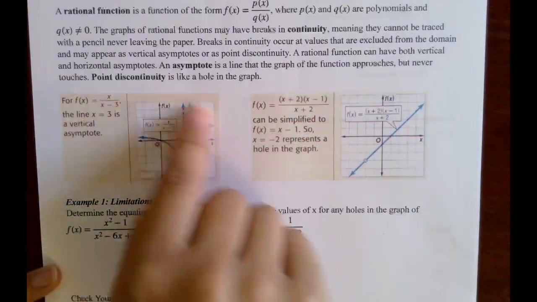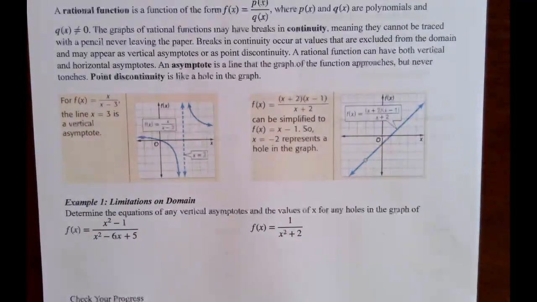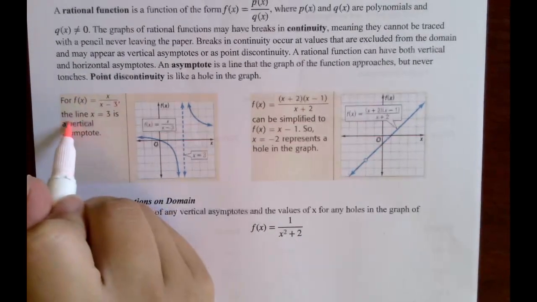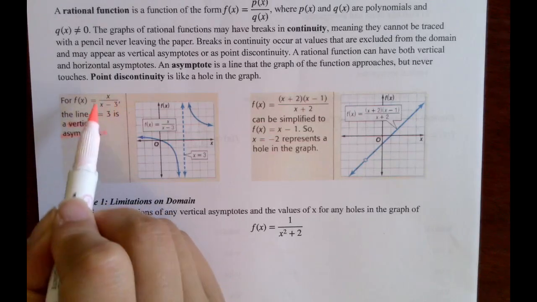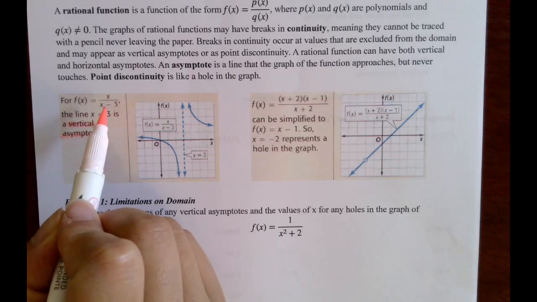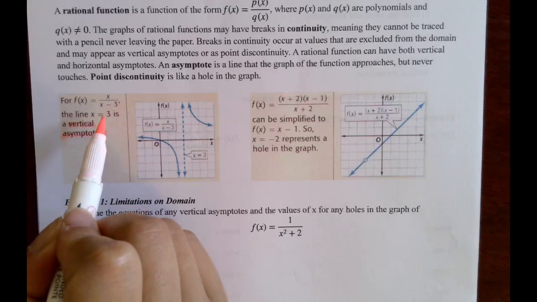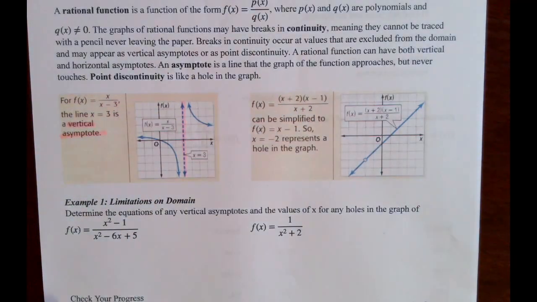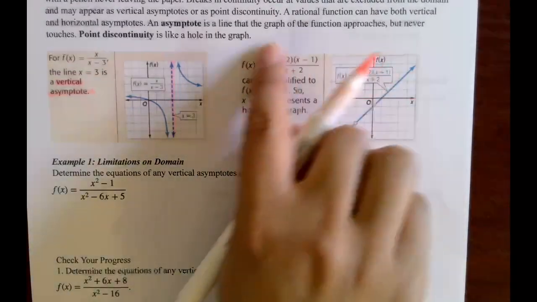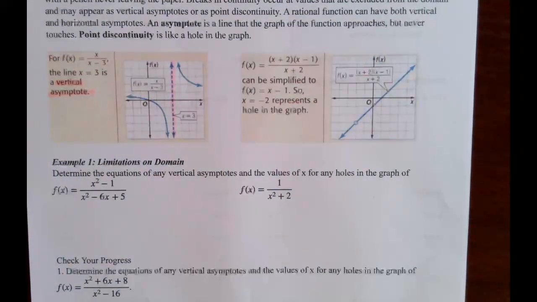A point discontinuity is like a hole in the graph. Here there are several examples. This is an example of a vertical asymptote, because what would make the bottom undefined is if x was 3. That is why there is a vertical asymptote.